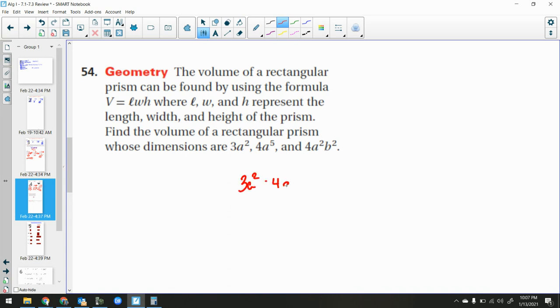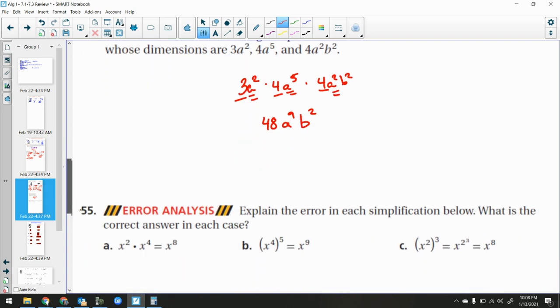3a squared times 4a to the 5th times 4a squared b squared. Okay, I multiply the numbers together. 4 times 4 times 3 is 48. Is that right? Yeah, 48. And then I take a, and I've got a squared, a to the 5th, and a to the 2nd. So a total of 9, a to the 9th. And then I've got b to the 2nd, no more b's to combine it with. And that's my answer. That's the volume.